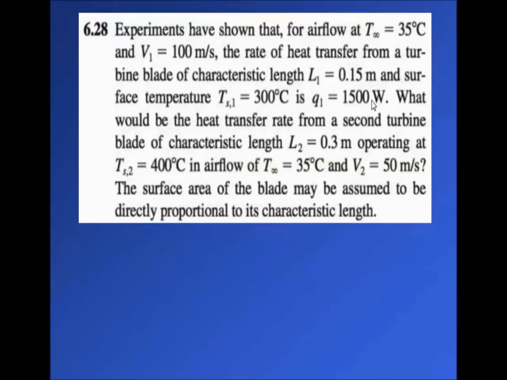They want us to find what would be the heat transfer rate from a second turbine blade with a different characteristic length of 0.3 meters as compared to 0.15 meters, operating at a surface temperature of 400 degrees Celsius now as compared to 300 degrees Celsius, and a surrounding temperature that is still the same at 35 degrees Celsius, but with a different velocity now of 50 meters per second rather than 100 meters per second. The surface area of the blade may be assumed to be directly proportional to its characteristic length.